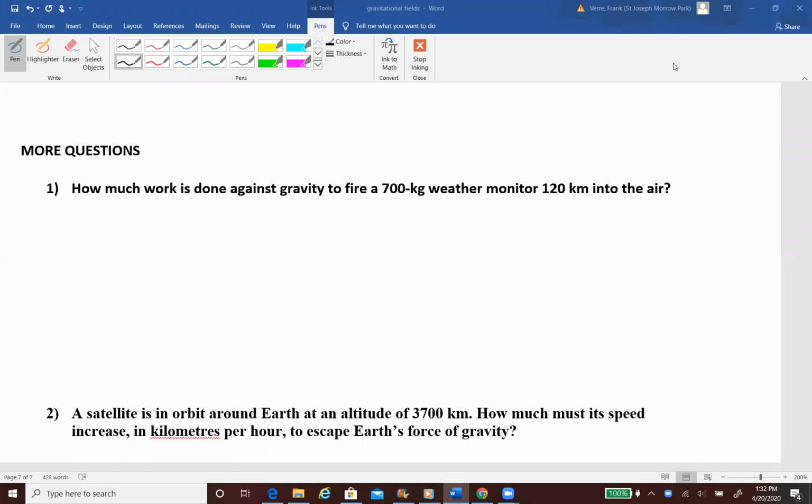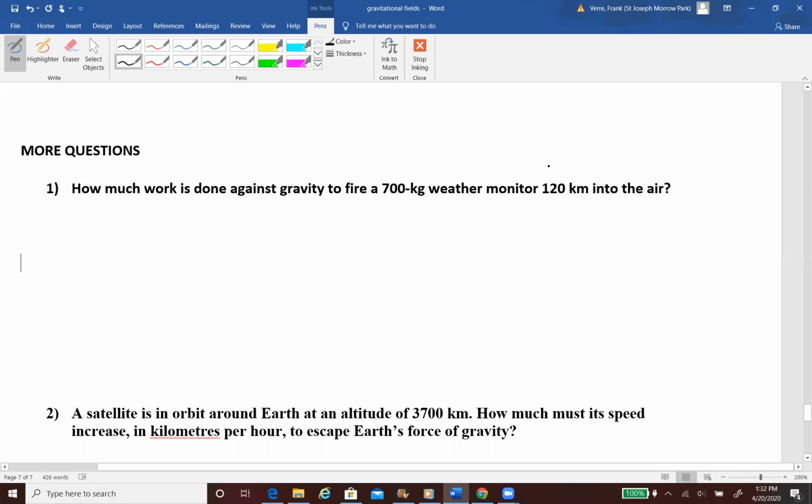Okay, we are going to go over a few more questions about gravitational fields. So this is like part two. In the first question here, we're going to try to figure out how much energy is required to launch a weather monitor 120 kilometers into the air.